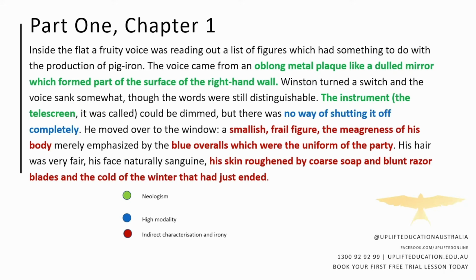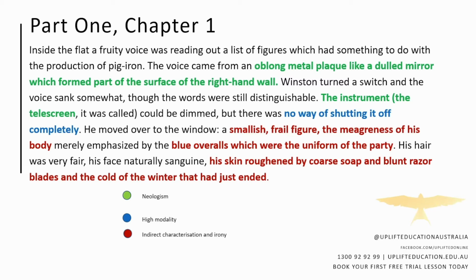So if we keep going, inside the flat, a fruity voice was reading out a list of figures. The voice came from an oblong metal plaque like a dulled mirror. Winston turned a switch and the voice sank somewhat, though the words were still distinguishable. The instrument was called the telescreen.